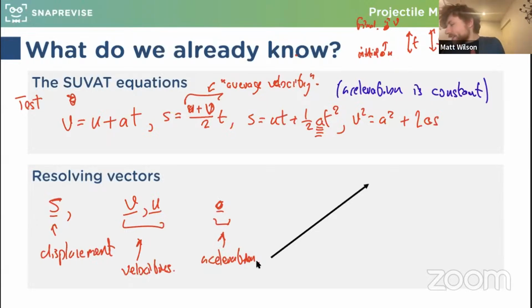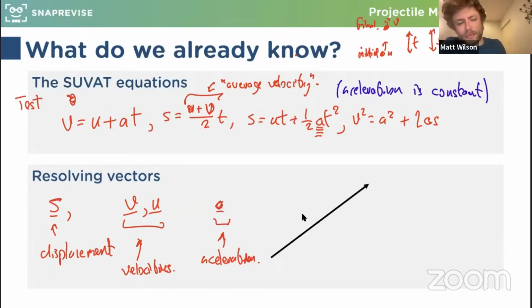So what this means is we can pick any direction we like, find a component of each of our vectors, S, U, V, and A, in that direction, and then the SUVAT equations will hold in that direction. What this usually means practically is that we solve two SUVAT problems. We solve horizontal SUVAT equations and vertical SUVAT equations.